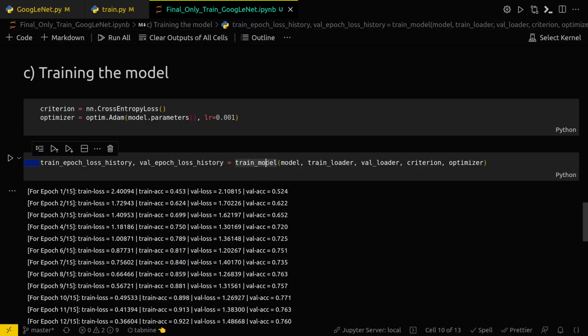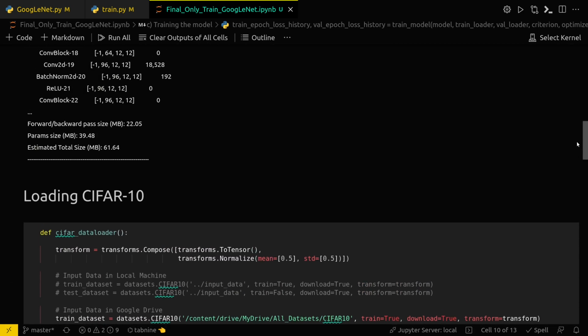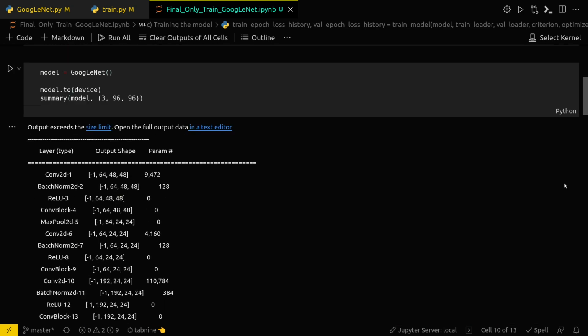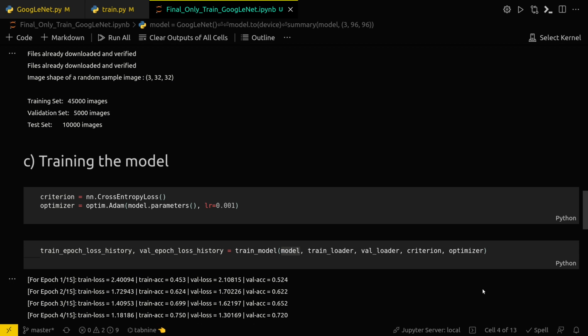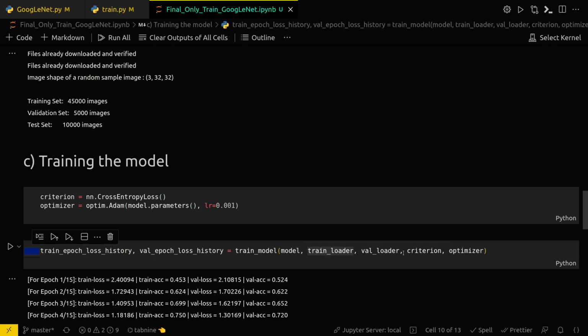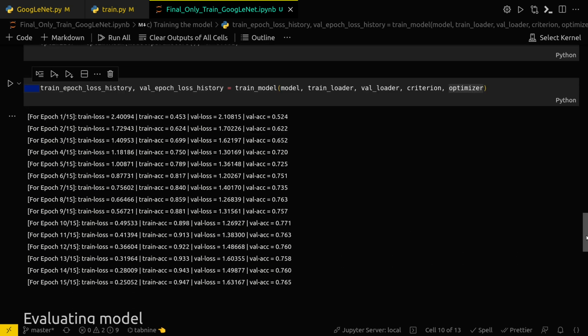And to the train model, you just need to pass the model which you have already declared here at the top. Here. Model is my GoogLeNet model. And then the train loader, validation loader, criterion, optimizer, and it will start the training. In Google Colab, it took something like, I think, 20 minutes to run 15 epochs.